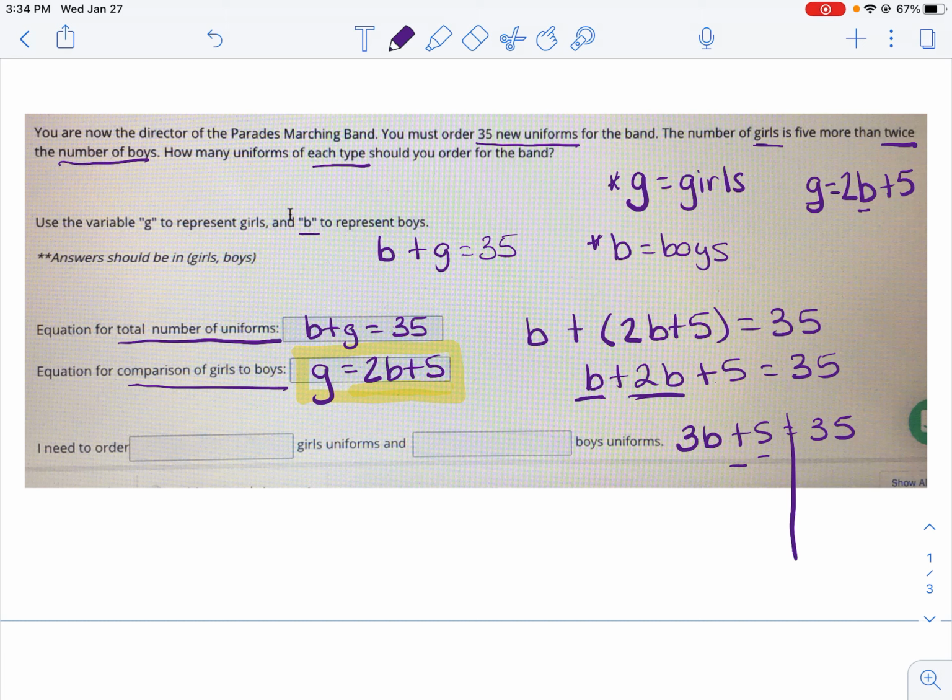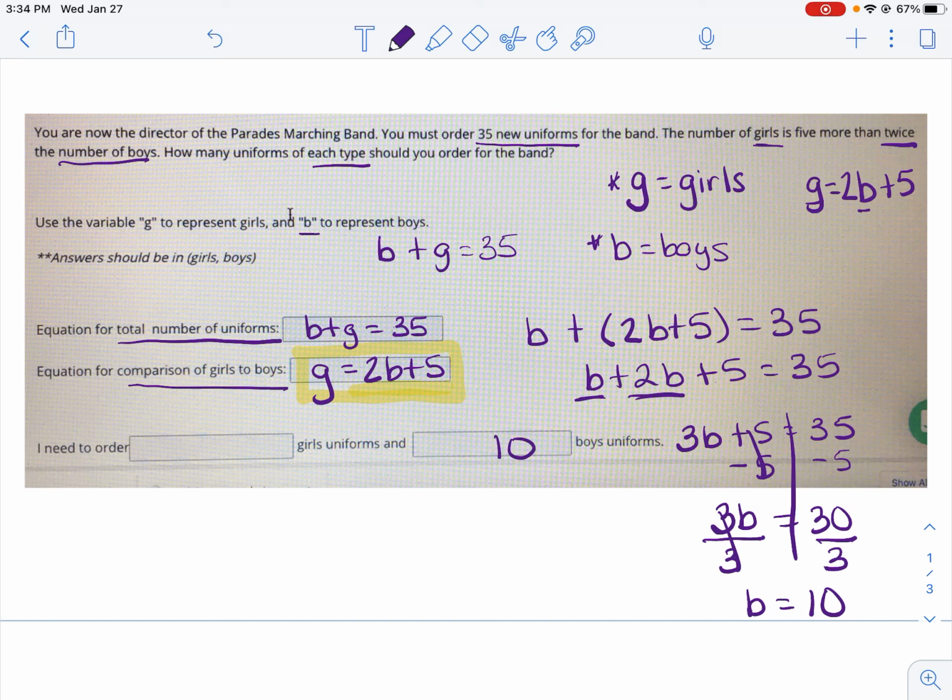Move over your constant. We want to get our numbers together on one side and our variables with our coefficients on the other. So we have 3b is equal to 30. So this is multiplication. To undo multiplication, we divide by the coefficient. So we have b equals 10. So B, remember, stands for boys. So that means I need 10 boy uniforms.